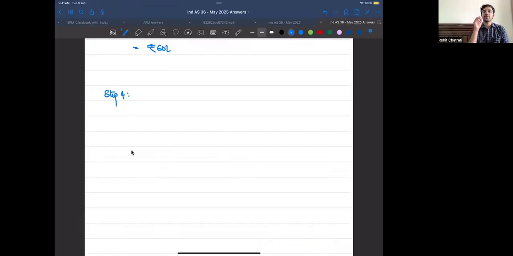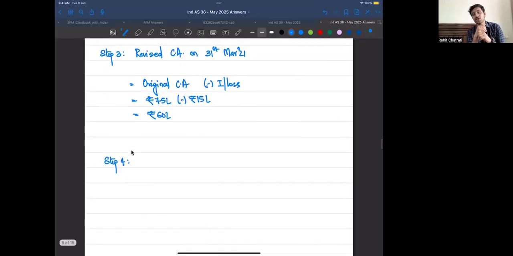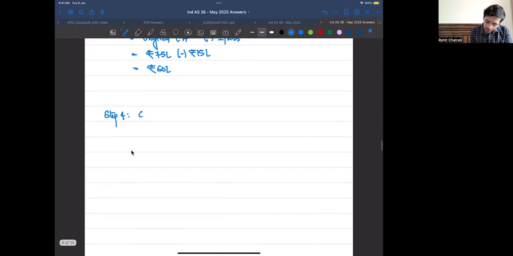For calculating the impairment loss on 31st of March 22, I first need the carrying amount on 31st of March 22. I have the carrying amount on 31st of March 2021, but I need the carrying amount on 31st of March 2022 so that I can compare that carrying amount with the recoverable amount given in the question. So step number 4 will be carrying amount on 31st of March 2022.